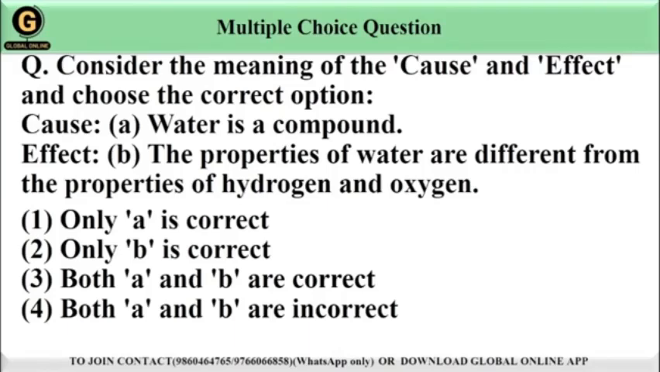So guys, water is a compound made up of 2 hydrogen atoms chemically bonded to 1 oxygen atom. As a compound, it exhibits properties that are different from the constituent elements. These are hydrogen and oxygen. For example, hydrogen and oxygen are gases under normal conditions, but water is a liquid. This explains why both the cause and effect are accurate. So the correct option is option 3, both A and B are correct.